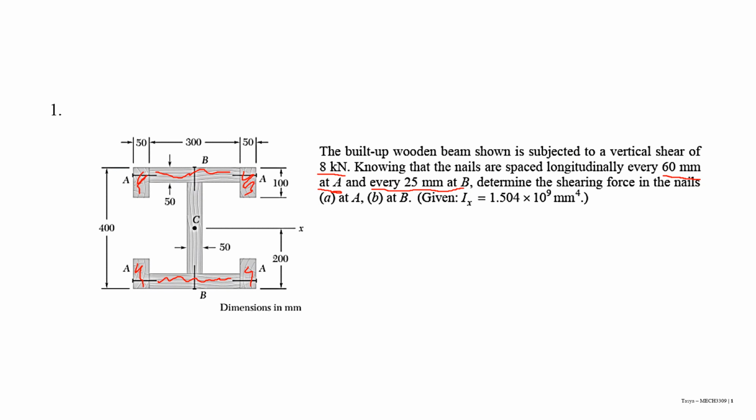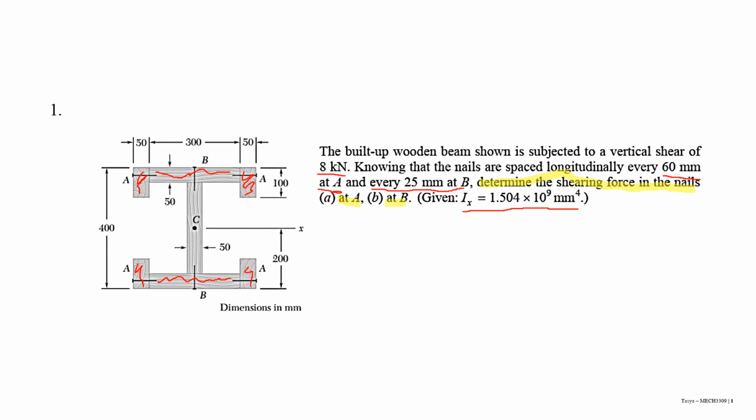The value of I needed is already given as well, and here is known as Ix. Ix is equal to 1.504 times 10 to the power of 9 millimeter to the power of 4. Once again, do not forget to write those down here. And the question, finally, is asking about determining the shearing force in the nails at A and at B.